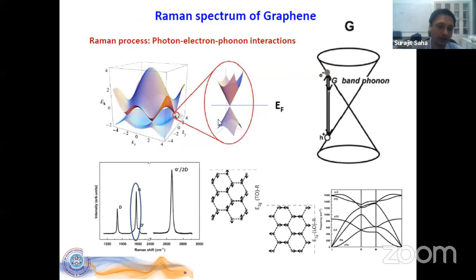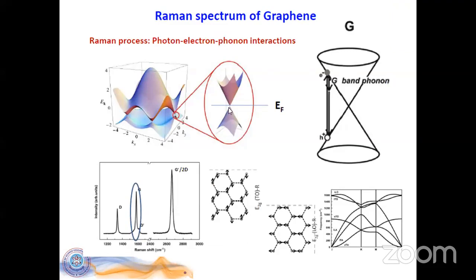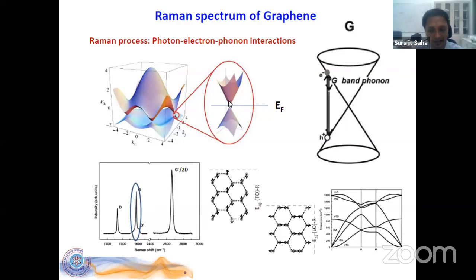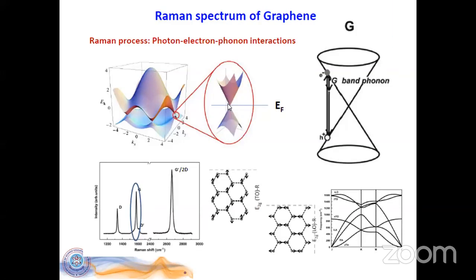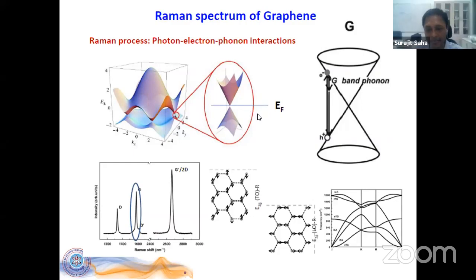I think some of the audience, if not everyone, would know graphene has a very unique band structure. At some specific points, which are called the K points, there is what you call the Dirac cone. And that's where all these novel phenomena happen. This is very important in understanding the Raman processes of graphene.